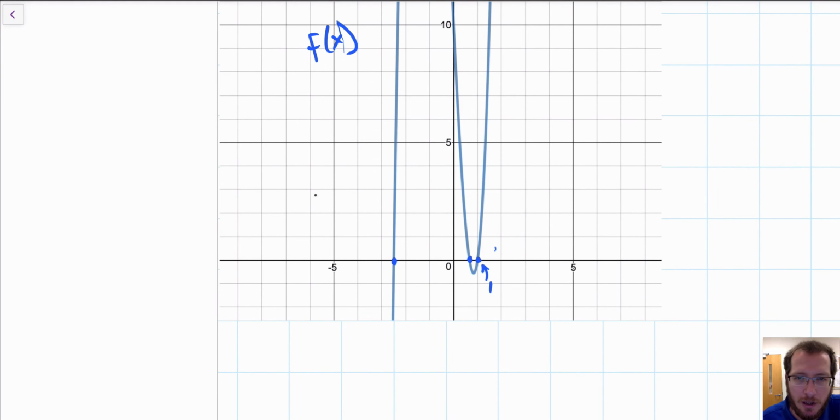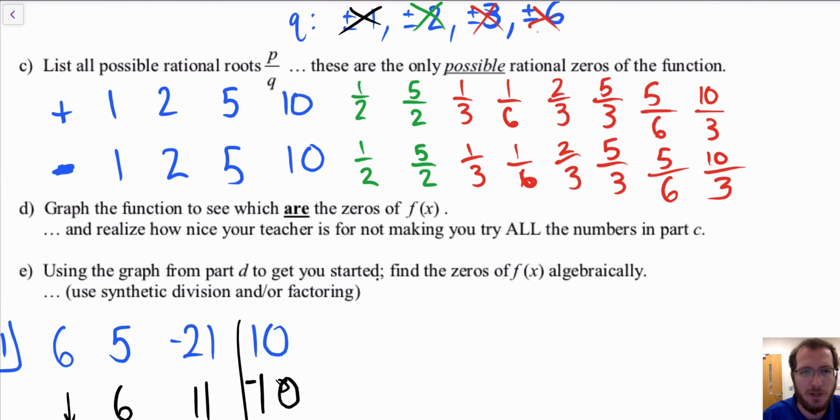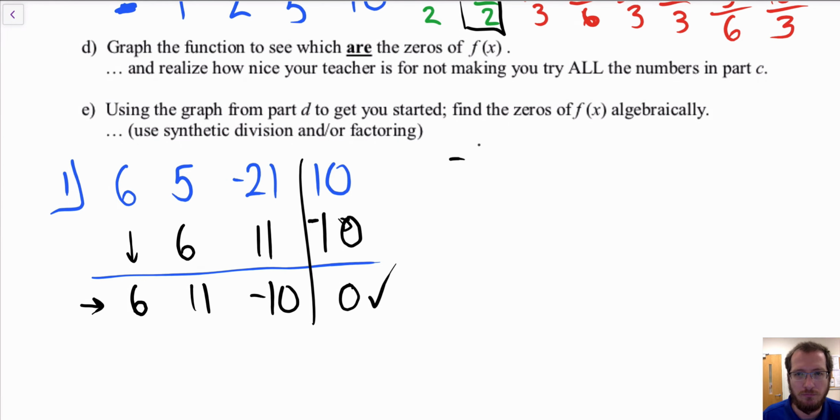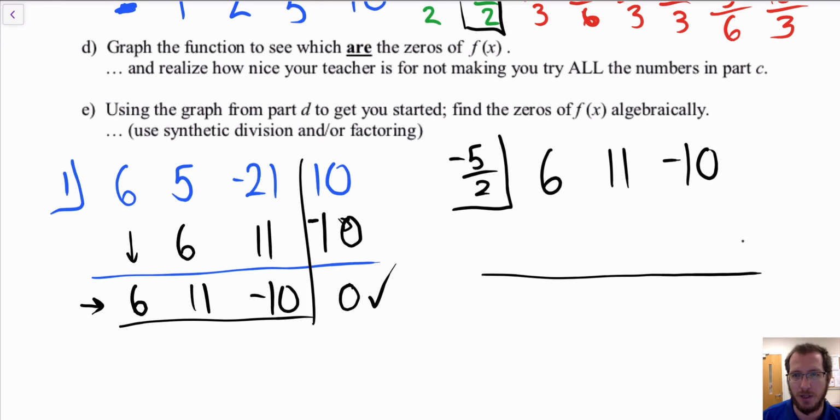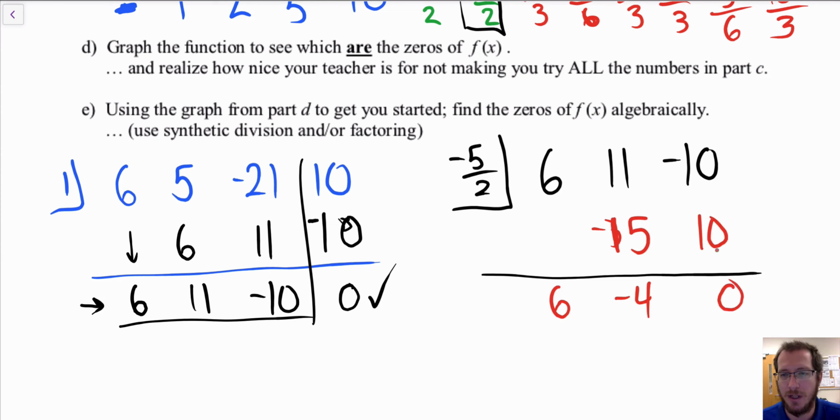Looking at my roots, this one looks like it's about halfway between -2 and -3. So I'm looking for a -2.5, which we have right here. Let's test this -5/2. We already found that +1 was a root. Again, we want to use the last row of our last synthetic division. If we don't do that, we're going to have trouble finding any irrational or complex roots later on in the problem. All right, so -5/2 is also a root.